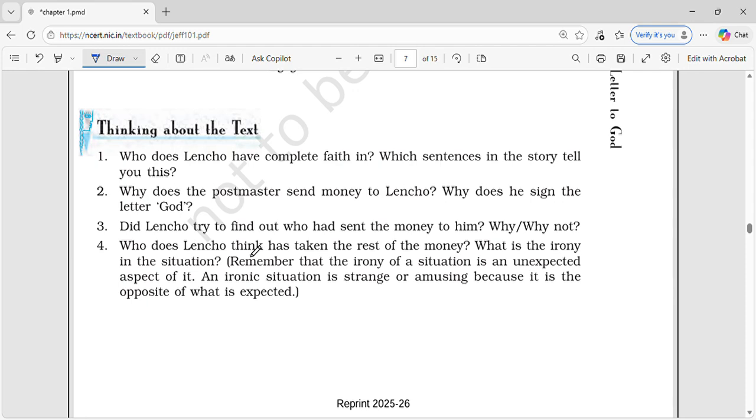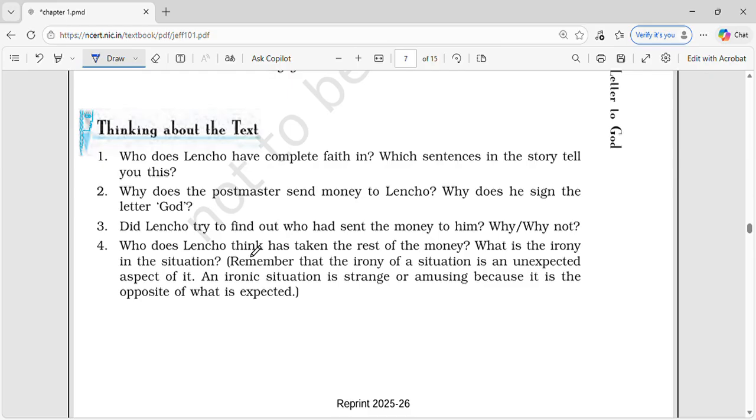देखो, the first question is, who does Lencho have faith in? He had faith in God, right? And then which sentences in the story did he tell? So basically, Lencho had complete faith in God, and after the hailstorm had destroyed his crops, he wrote a letter to God asking for 100 pesos, right? So that he could sow the field again and feed his family, right? जो भी crops बिगड़ चुके थे, he wanted to grow them again, so that they would have food, and he asked for 100 pesos.